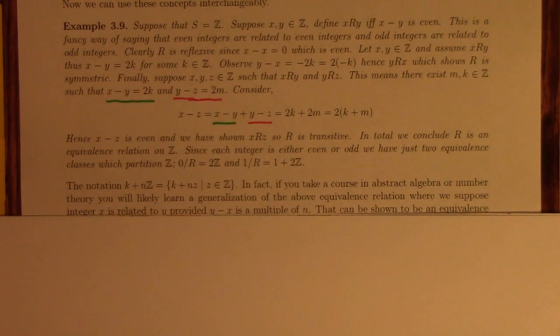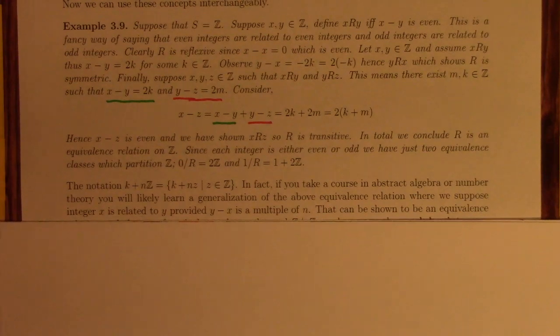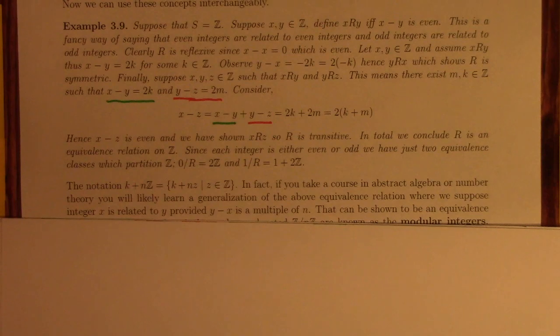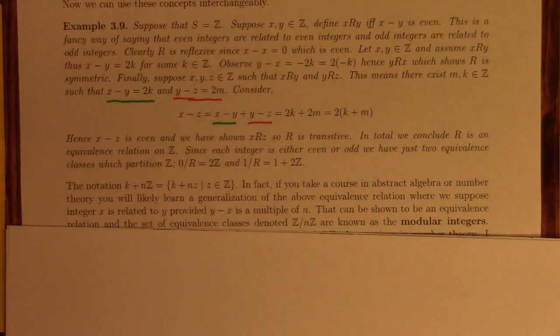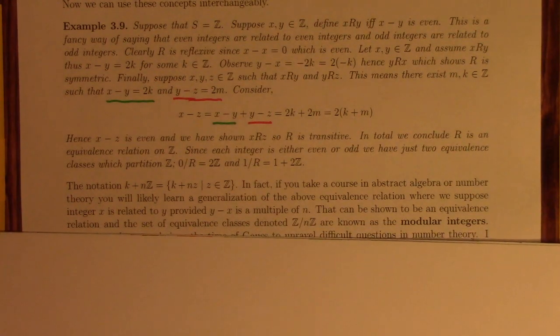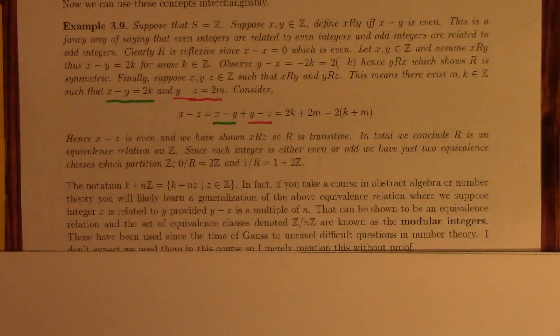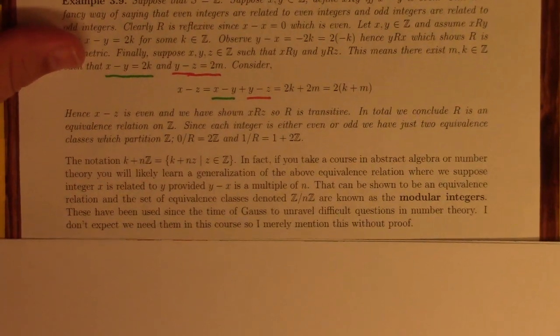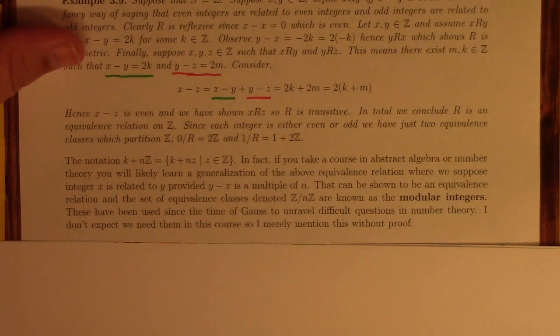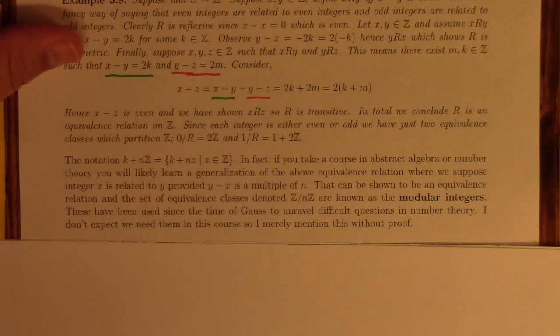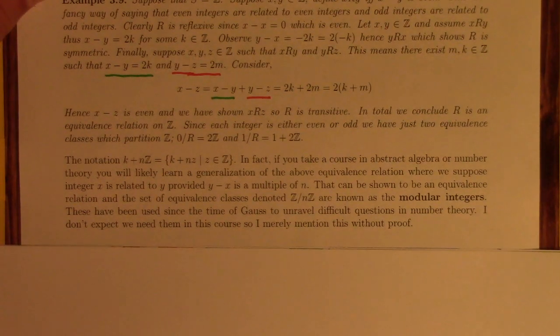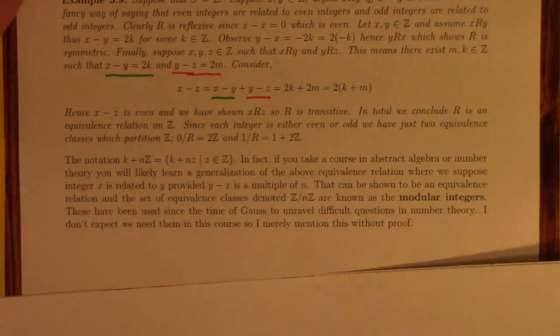Like we looked at multiples of 2, we got 2 equivalence classes. If you looked at multiples of 4, you get 4 equivalence classes. If you did the same idea with multiples of 5, you get 5 equivalence classes. Anyway, this leads you to the notion of modular integers. And in fact, these have been used since the time of Gauss to unravel difficult questions in number theory. But I don't expect we're really going to need those for this course, so I just mention it as a point of trivia for you. Certainly if you go on to take abstract algebra or number theory, you will see much more about modular integers. I just mention it here because it's really part of this story.